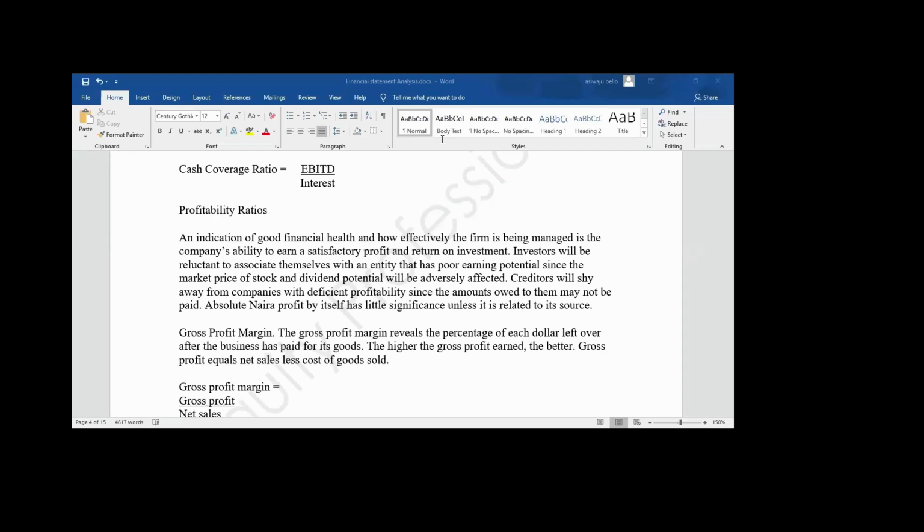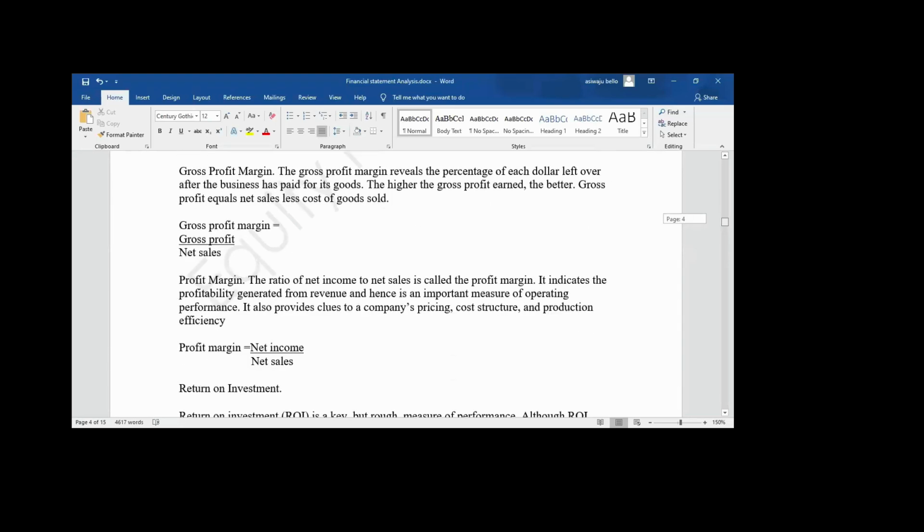Let's go. All right, under profitability, you can talk about the profit margin, the gross profit margin. Your gross profit margin is your gross profit over revenue, over sales. When we say profit margin, it is profit over revenue. It's as simple as that. You are trying to assess profit over revenue.